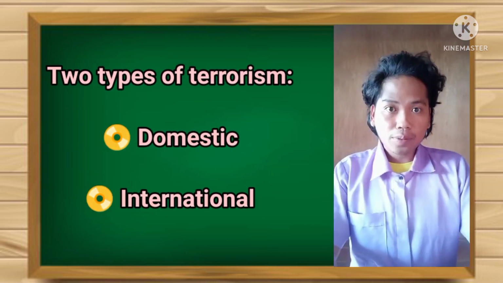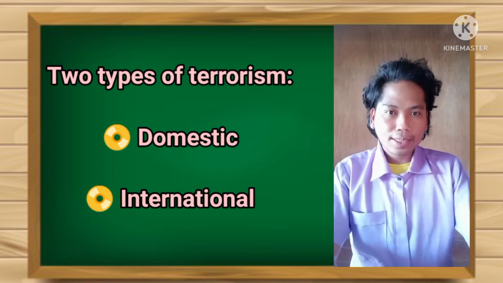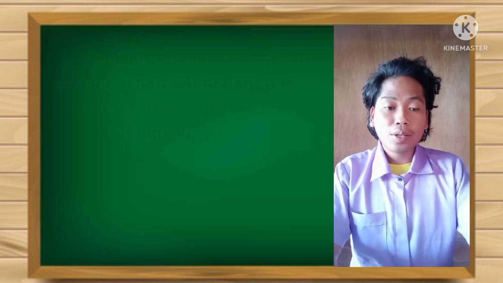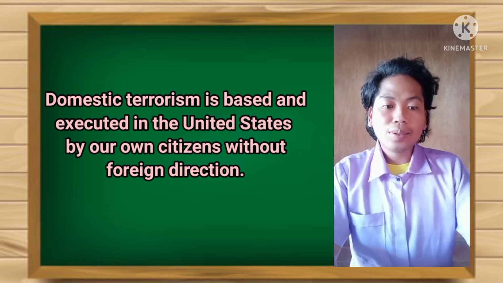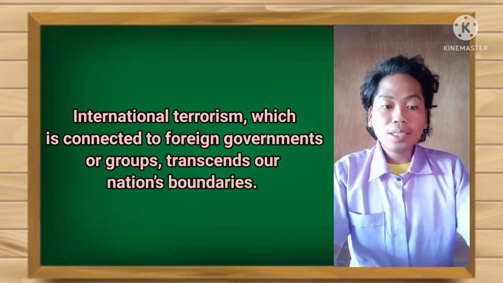Two types of terrorism: domestic and international. Domestic terrorism is based and executed in the United States by our own citizens without foreign direction. International terrorism, which is connected to foreign governments or groups, transcends our nation's boundaries.